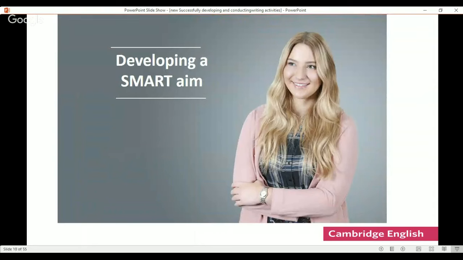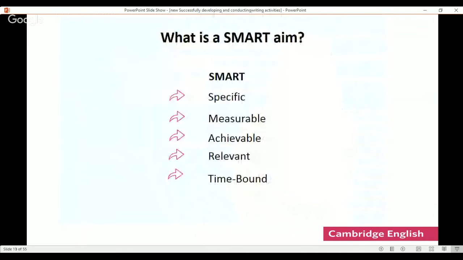Once you have figured out the focus of your activity, the next thing you need to do is develop a SMART aim. What is a SMART aim? S for specific, M for measurable, A for achievable, R for relevant, and T for time-bound. Let's look at each of these in detail.